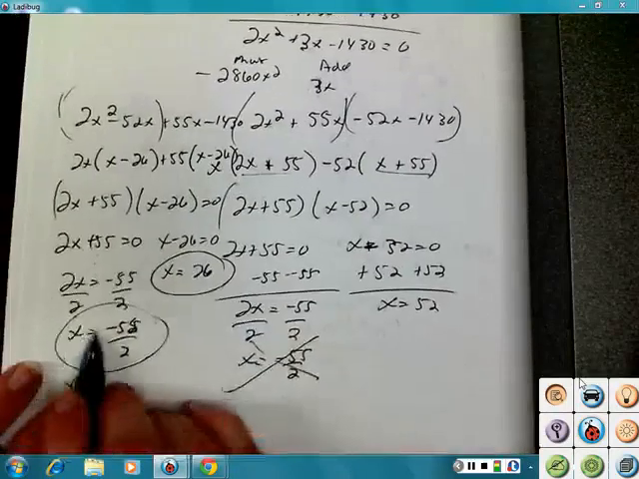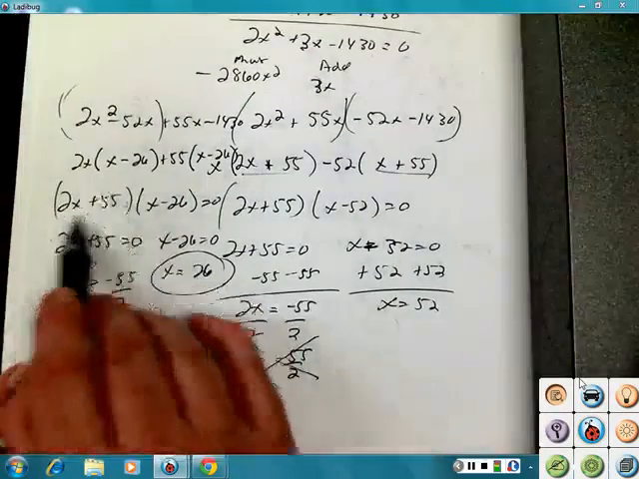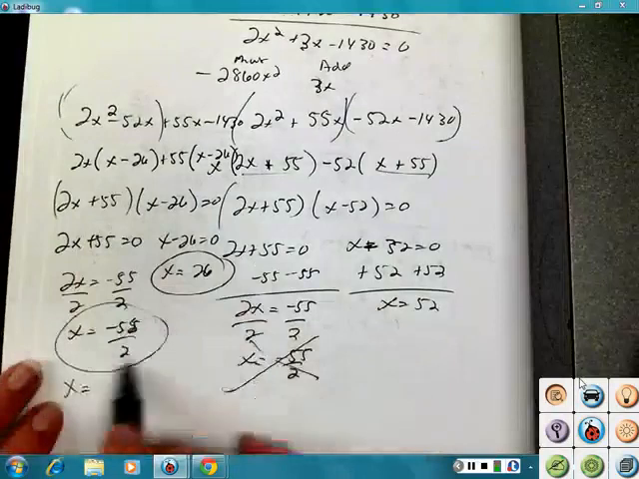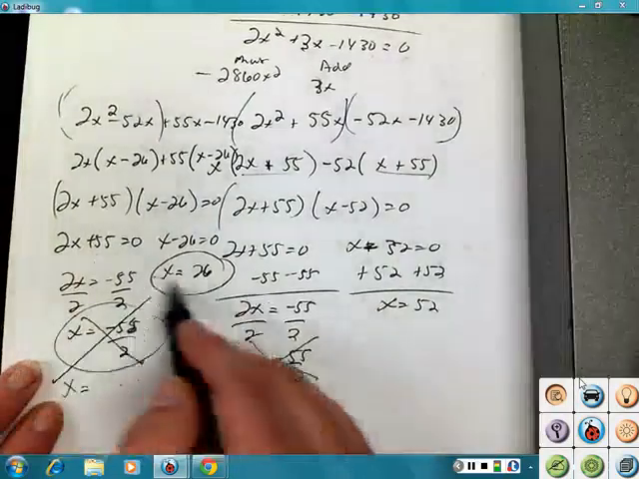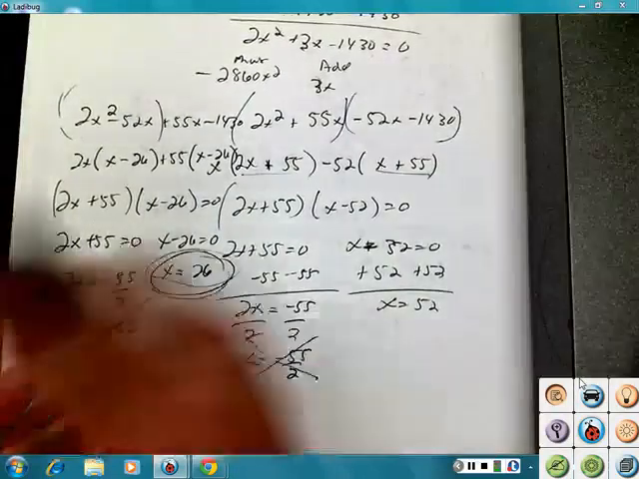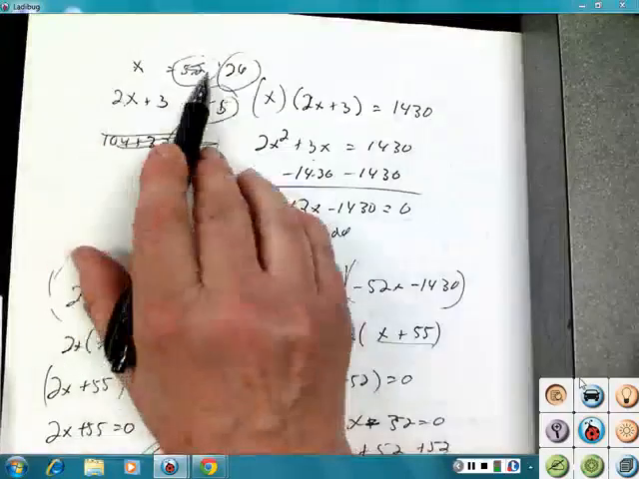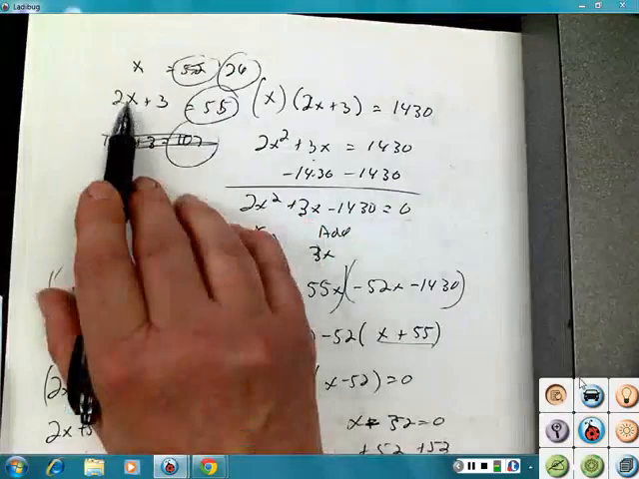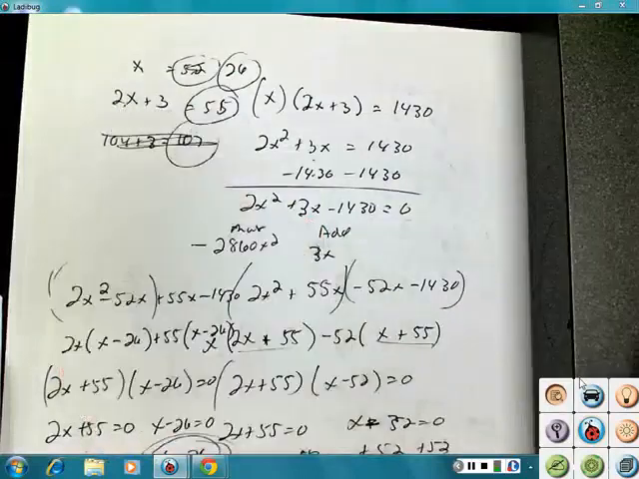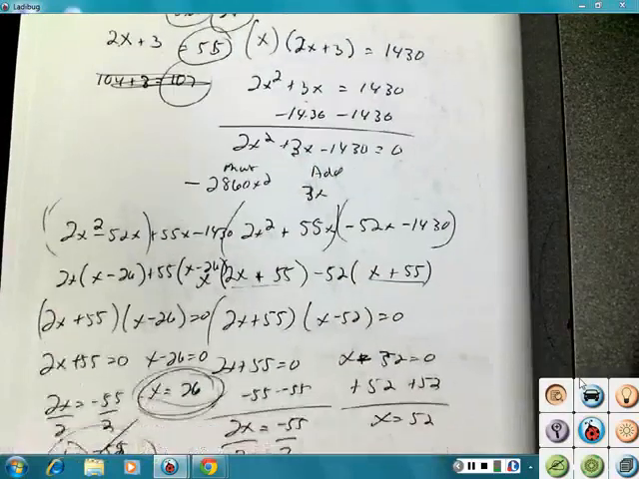Because down here, when I get 2x plus 55, that gives me a negative number, so I can't use this at all. I can only use x equals 26. There's not one on the test. And so x up here equals 26, and 2 times 26 is 52, plus 3 is the 55. So you do get the 55. All right, anything else in chapter 6?